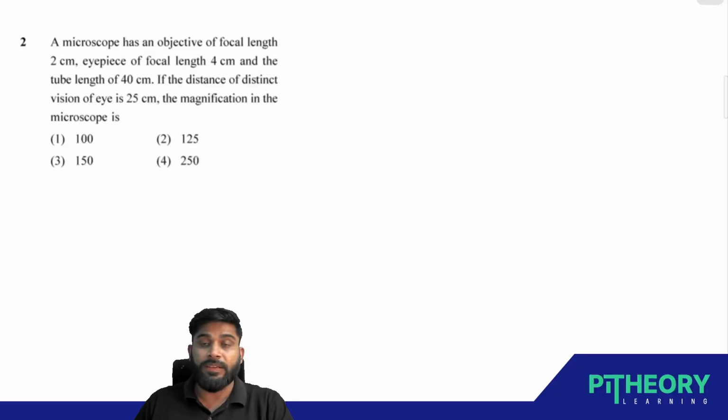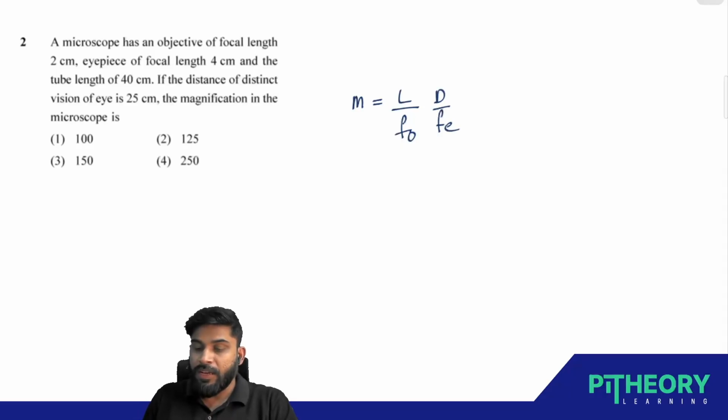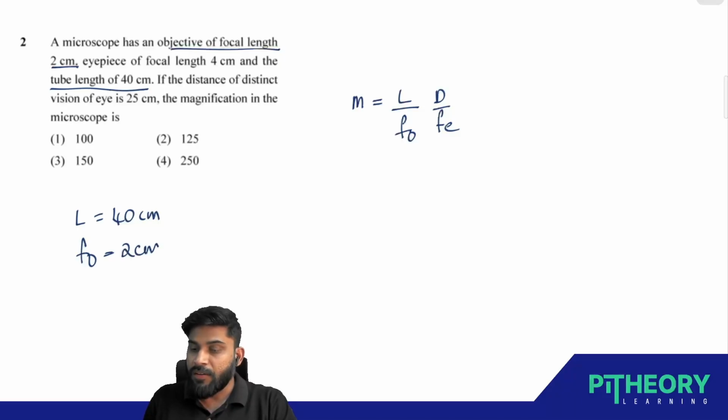This is a really straightforward, direct question. Now, what is the relation for magnification of a compound microscope? In terms of the length of the tube, magnification M is equal to L by F_O into D by F_E, where L is the length of the tube. The tube length is 40 centimeter. The objective focal length is 2 centimeter. The focal length of the eyepiece is 4 centimeter. And the least distance of distinct vision is 25 centimeter.